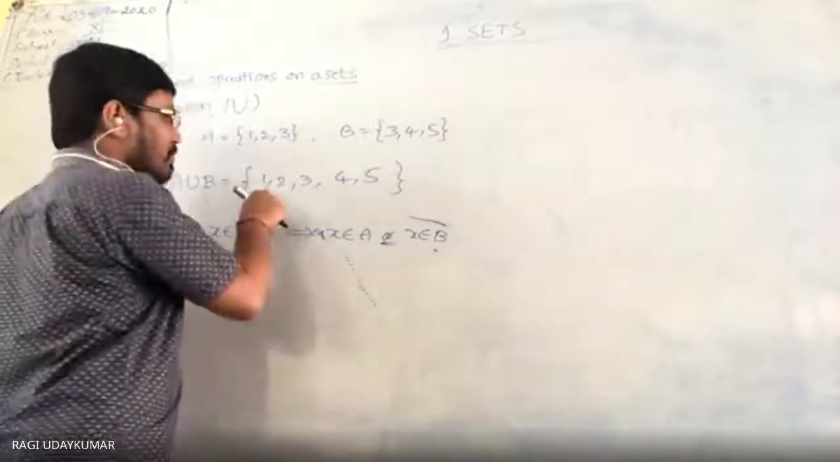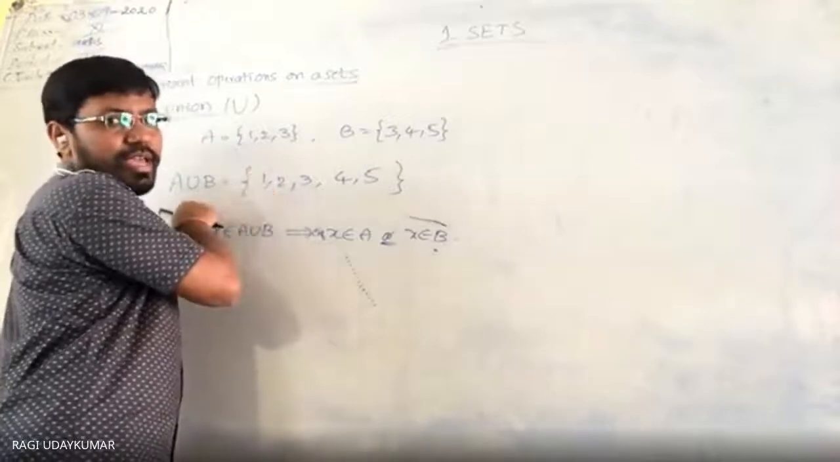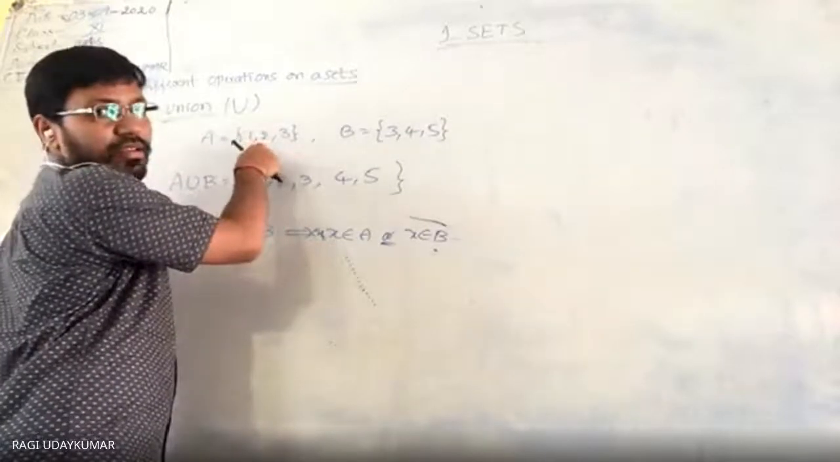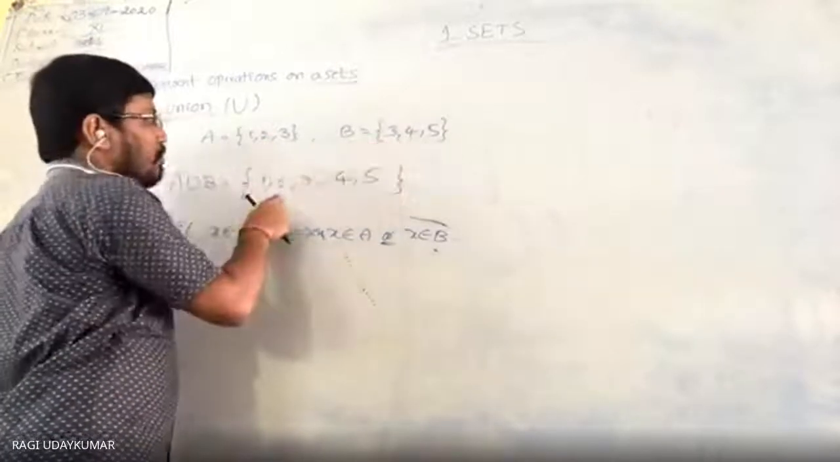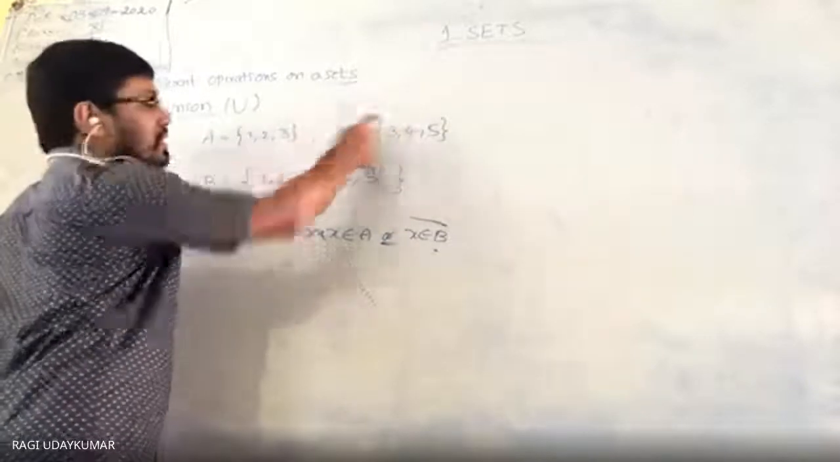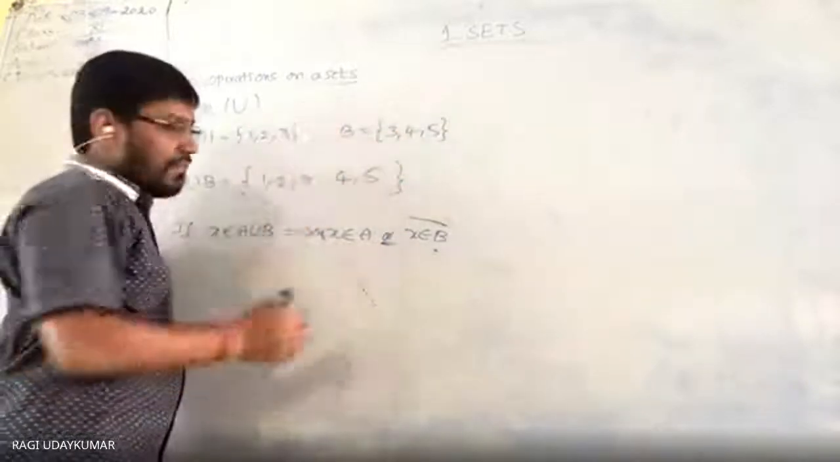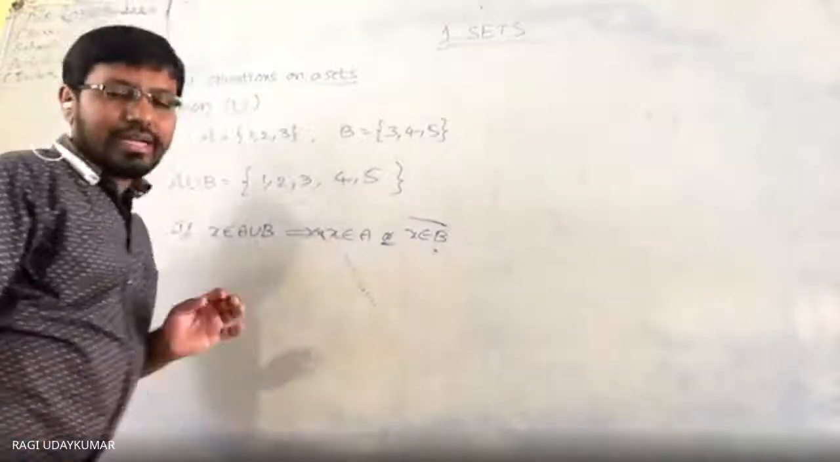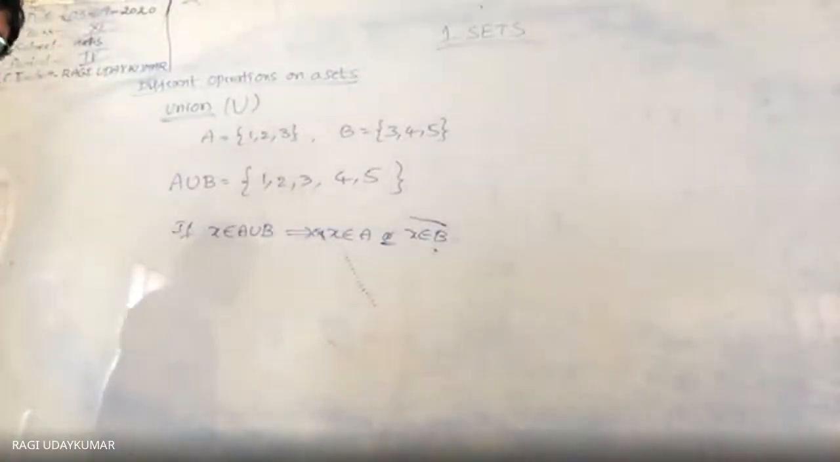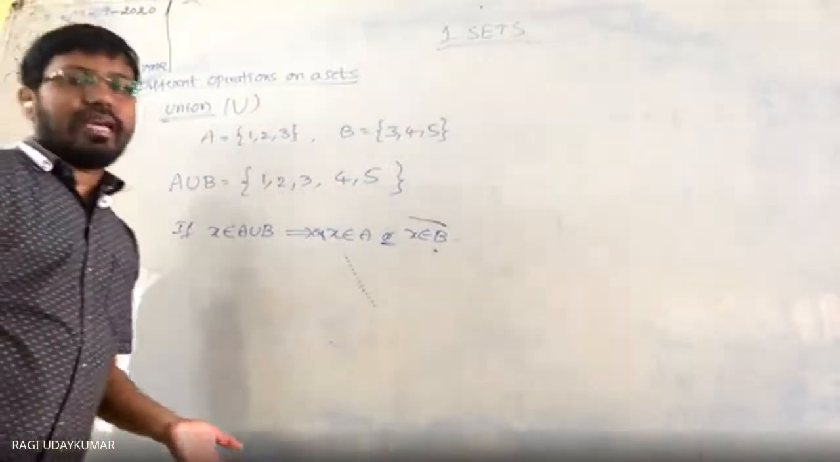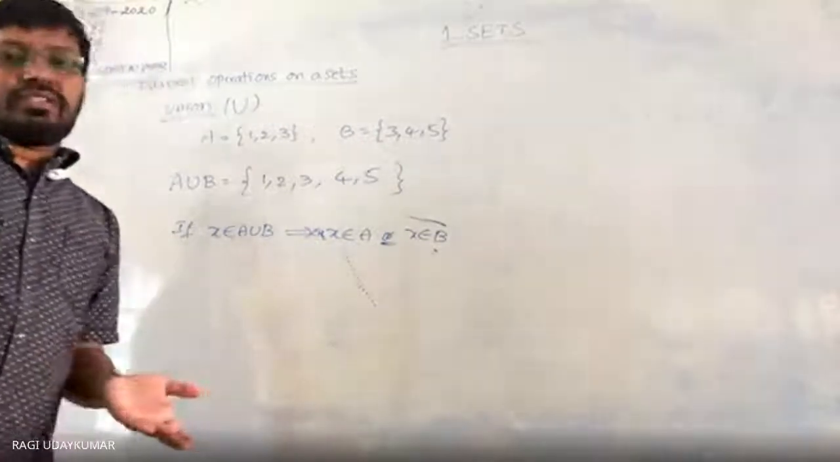Either in it. So 1, if you take, belongs to A and B. 1 is present in A but not in B. 2, if you take, is present here but not in B. 3 is there in both. Whenever you take the or condition, it may be present in both, or in any one. Then it is taken into consideration.